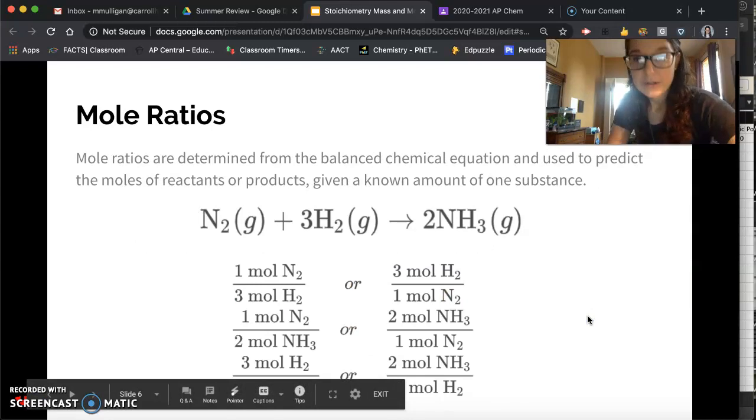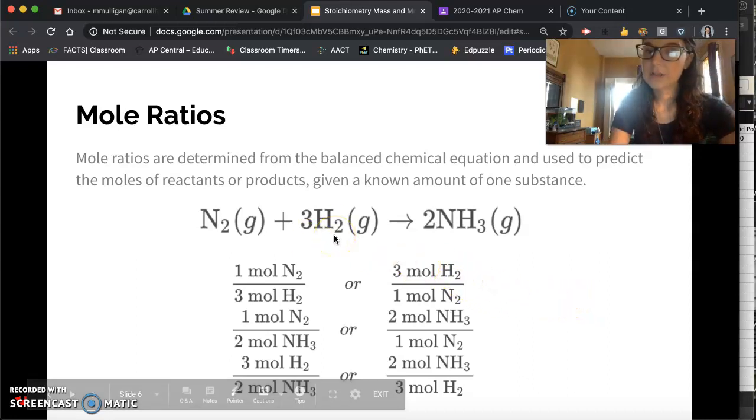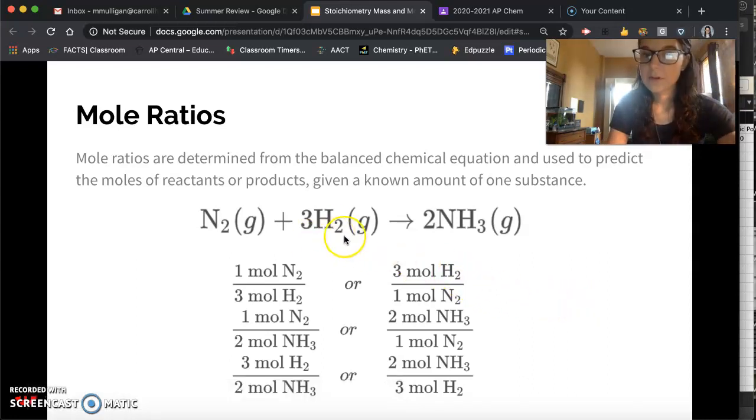So mole ratios are determined from a balanced chemical equation and used to produce the moles of reactants or products given a known mole of one substance. So for example, if we're given a known amount of H2, the conversion factor or mole ratio that I would use to determine how much nitrogen I would need to use all of that hydrogen would be 1 mole of N2 per every 3 moles of H2.